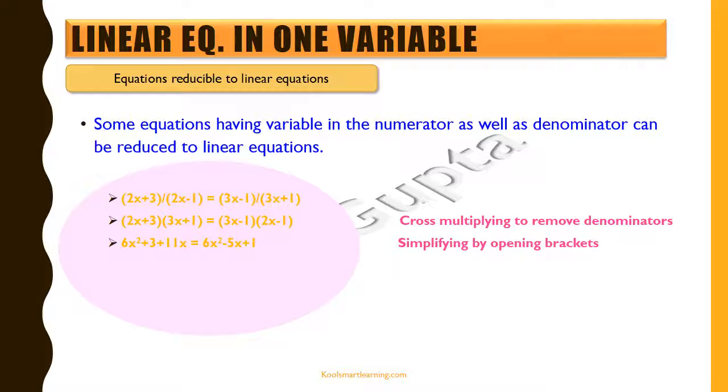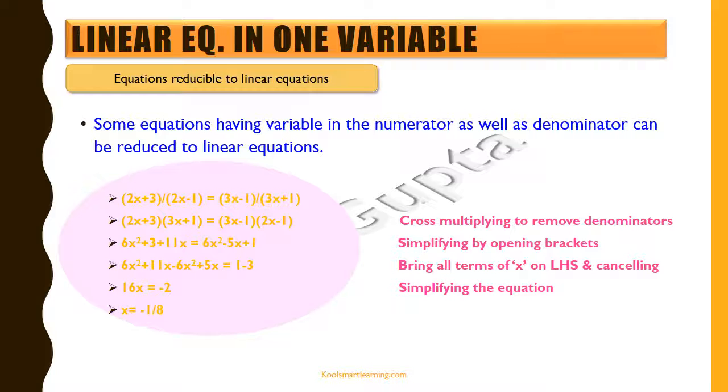Simplifying the two sides, we get 6x² + 3 + 11x = 6x² − 5x + 1. Again, looking at this, it does not look like a linear equation, neither the first step nor the one that we've gotten now. But of course, when we simplify it further, bringing all the terms of the variable x to the left hand side, we get 6x² + 11x − 6x² + 5x = 1 − 3, and the x² terms get cancelled out and it becomes 16x = −2, and x = −1/8.